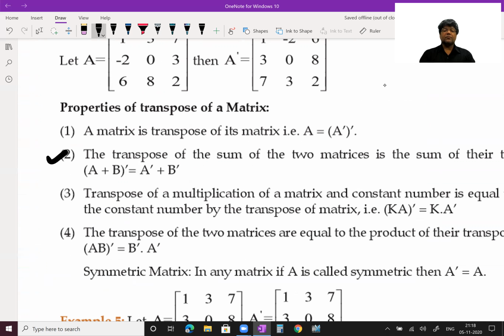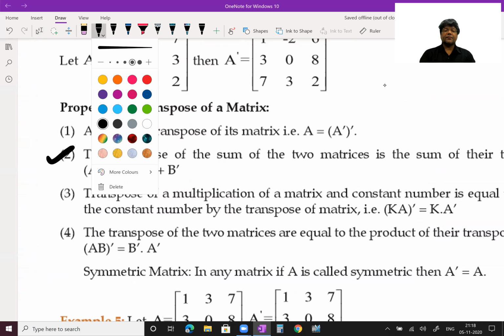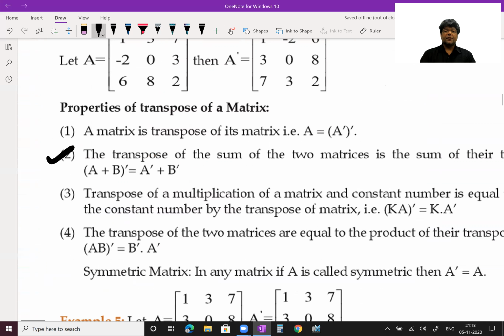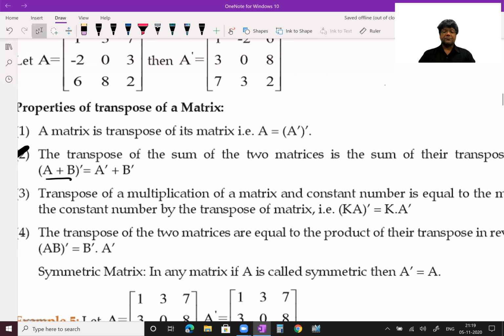Second is what, guys? A plus B, the transpose of whole this A plus B is equal to A transpose plus B transpose. Guys, they have not written for minus, but for minus also it is valid. That means A minus B whole transpose is equal to A transpose minus B transpose.